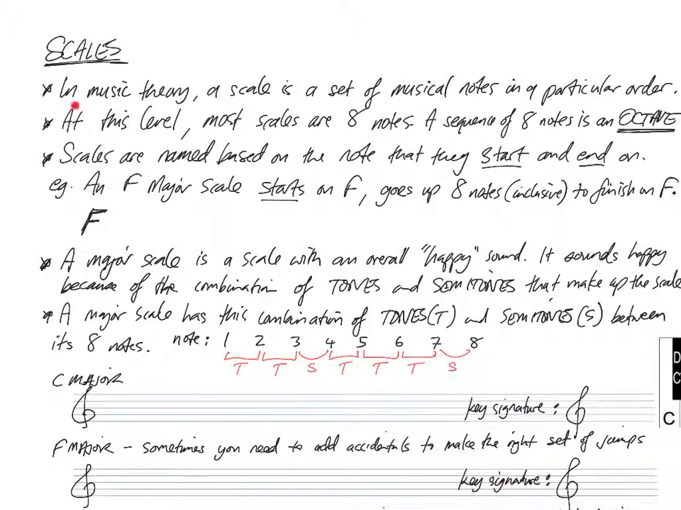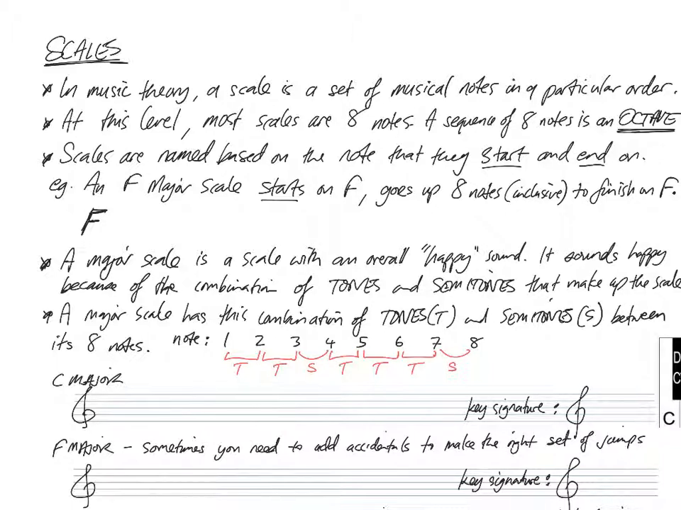So what is a scale? In music theory, a scale is a set of musical notes in a particular order. So the musical notes are A, B, C, D, E, F, G, and that repeats again, there is no H. So A, B, C, D, E, F, G constantly. At this level, most scales are going to be 8 notes. A sequence of 8 notes is called an octave.